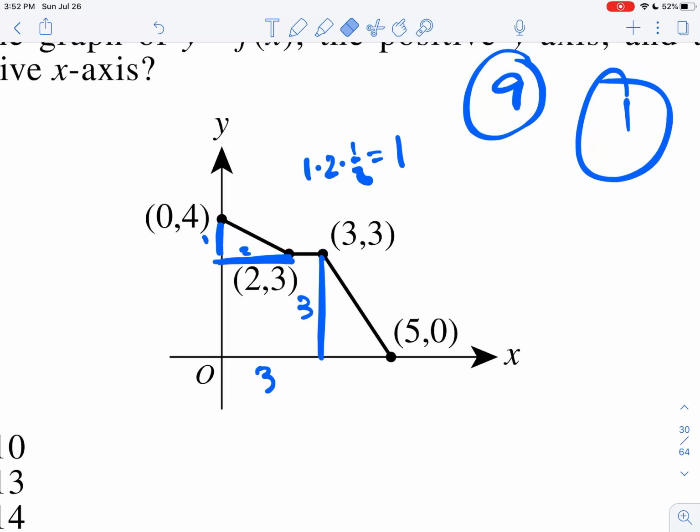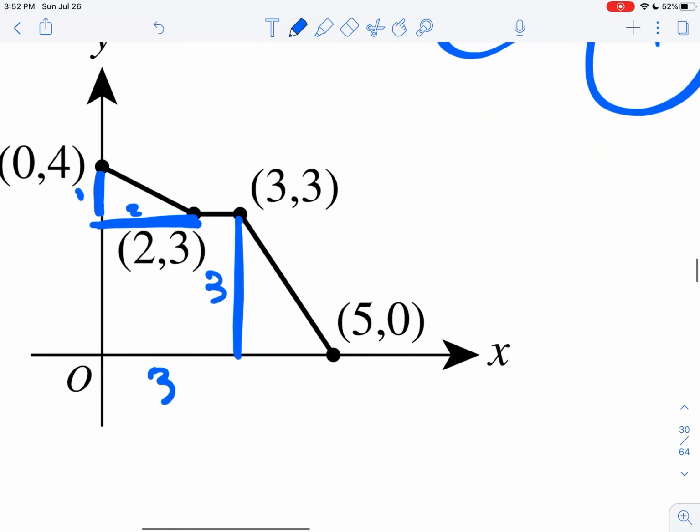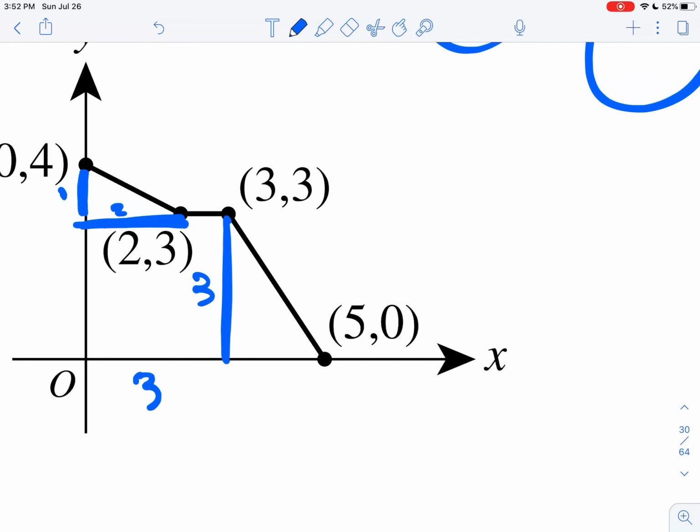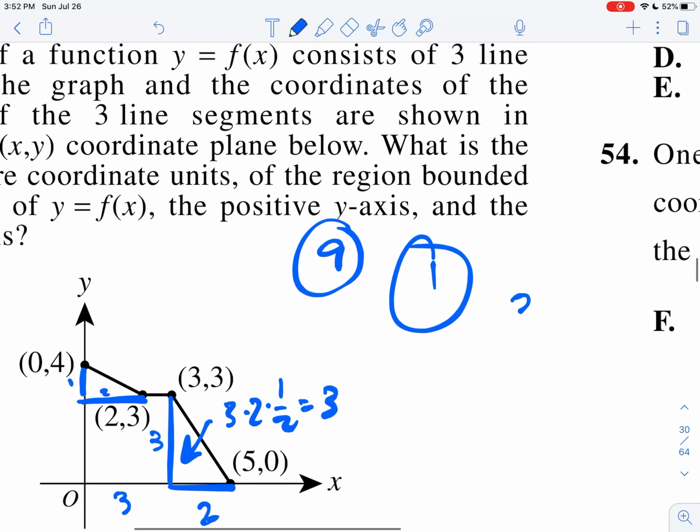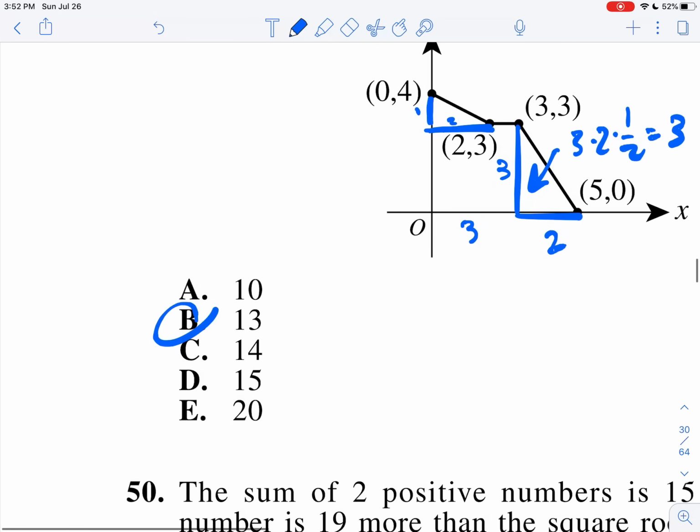We're going to end up adding the area of all these shapes at the end. And then the area of the last part, we already have a 3 on the side. We know that to go from here to here, this way, we have to go from 3 to 5. So this means this is 2. So the area of this triangle is just going to be 3 times 2 times half, which equals 3. So your area is just going to be 9 plus 1 plus 3, which is 13.